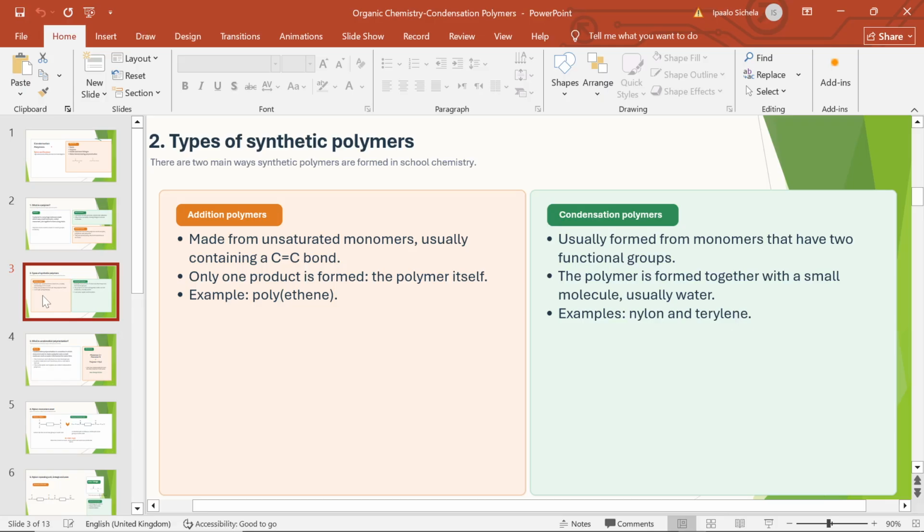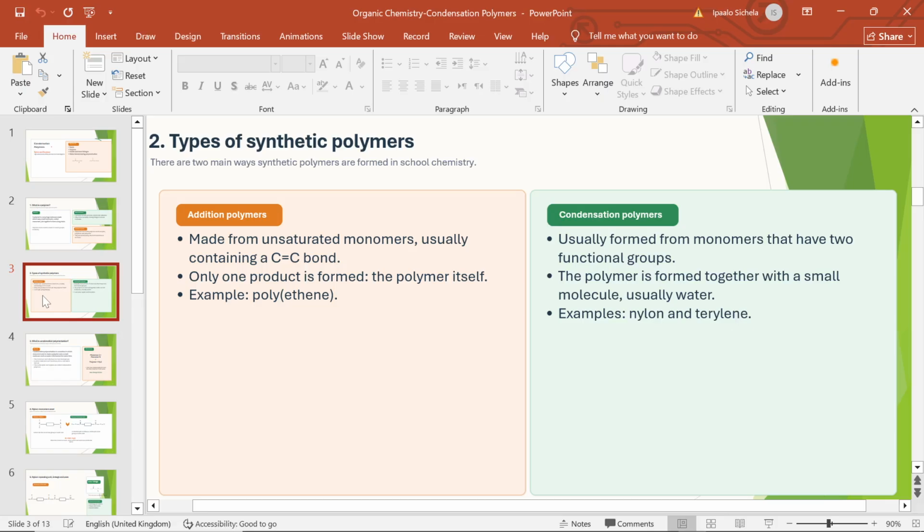Usually condensation polymers are formed from monomers that have two functional groups, meaning the monomers are different and have two different functional groups. A functional group is simply a group of atoms which determines the chemical properties of a family group. Let me give you two examples of monomers. Dialcohol has a functional group of OH. Dicarboxylic acid has a functional group of COOH. We'll come across them as we go further. For now, they have two different functional groups.